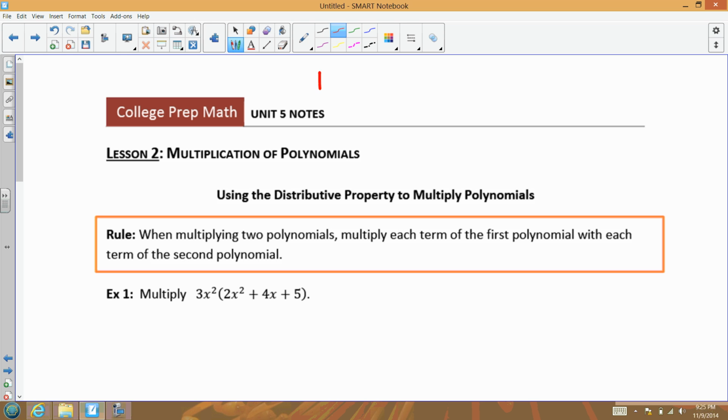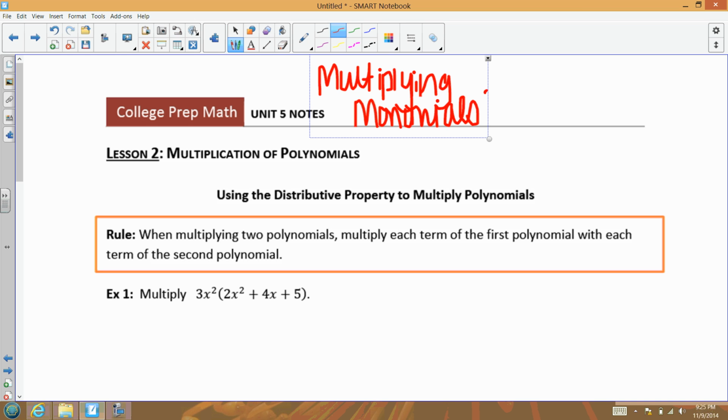Whenever we multiply monomials, so if I have, let's say, x to the a times x to the b, as long as it's the same base, you're going to keep the base, which is x, and you're going to add the exponents. So this is the rule for multiplying monomials, which is going to be important when we start applying the distributive property, because you have to keep the base and add the exponents.